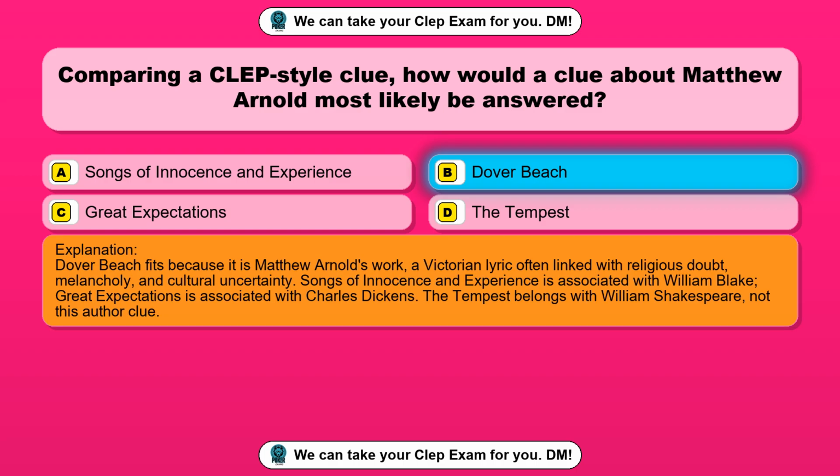Dover Beach fits because it is Matthew Arnold's work, a Victorian lyric often linked with religious doubt, melancholy, and cultural uncertainty. Songs of Innocence and Experience is associated with William Blake. Great Expectations is associated with Charles Dickens. The Tempest belongs with William Shakespeare, not this author clue.